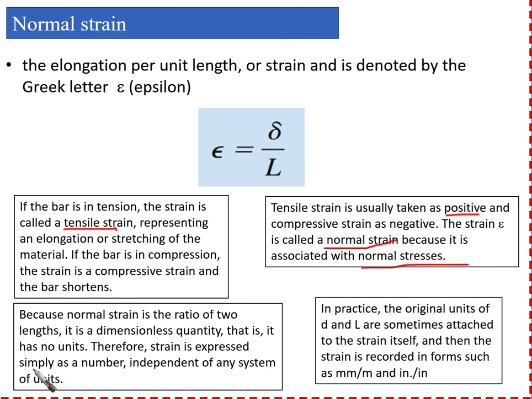Because normal strain is the ratio of two lengths, it is a dimensionless quantity. As you can see, this is a length unit and this is a length unit also. So epsilon is dimensionless, it's only a number, that is, it has no units. Therefore, strain is expressed simply as a number, independent of any system of units. In practice, the original units of D and L, D here meaning this delta.